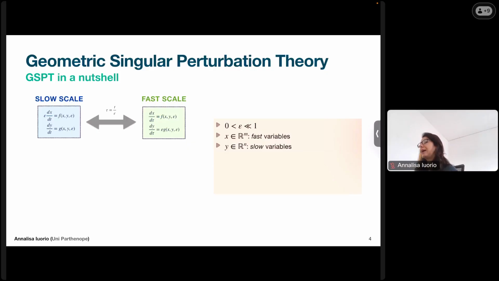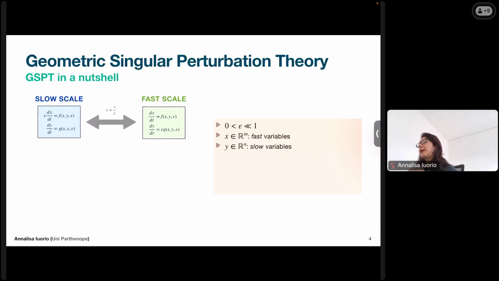In the original context, the independent variable was thought of as time. So you talk about fast variables when you refer to the x variables in this case, and slow variables when you refer to the y variables in this case. Because as you can see from the blue box on the left-hand side, the x variables evolve as 1 over epsilon compared to the y variables that evolve according to order 1. So that's what makes them fast and makes the y variables slow.